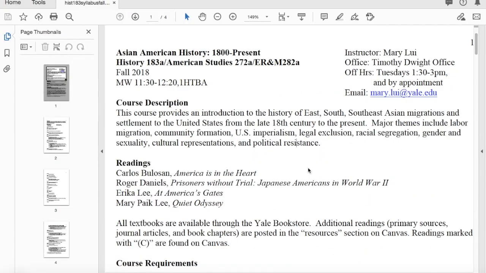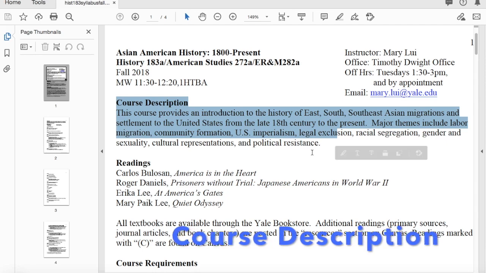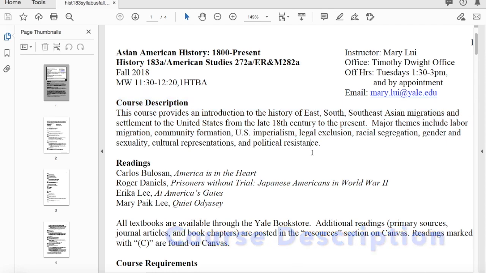We're going to read through the syllabus for Asian American history as an example of what you can generally expect from a course syllabus. In addition to your professor's office hours and contact information, at the very top of the syllabus is the course description. Typically a few sentences summarizing the main topics, concepts, and questions the course will engage with during the semester. The key themes and questions identified in the course description can help give you purpose and direction in the readings and other work you do for the course.